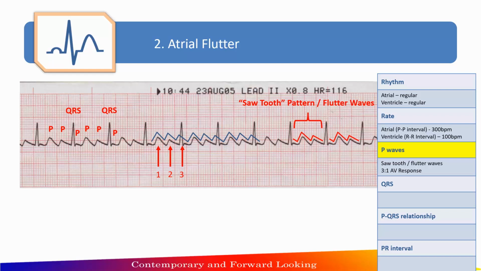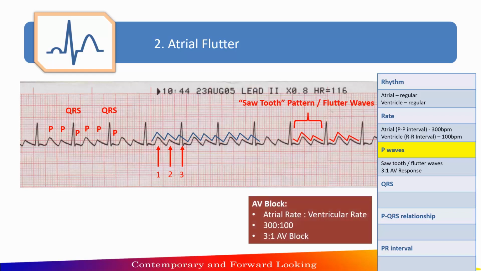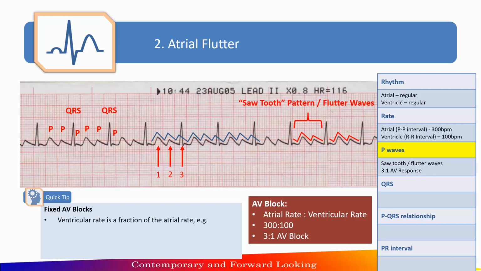To identify the degree of AV block, the ventricular rate is usually a fraction of the atrial rate. In this rhythm, we see that the atrial rate is 300 beats per minute and the ventricular rate is 100 beats per minute. This gives us a ratio of 3:1. As such, as a rough guide for fixed AV blocks, a 2:1 block will give a ventricular rate of 150 beats per minute, and a 3-in-1 AV block will show a ventricular rate of 100 beats per minute, and a 4:1 AV block will have a ventricular rate of about 75 beats per minute.